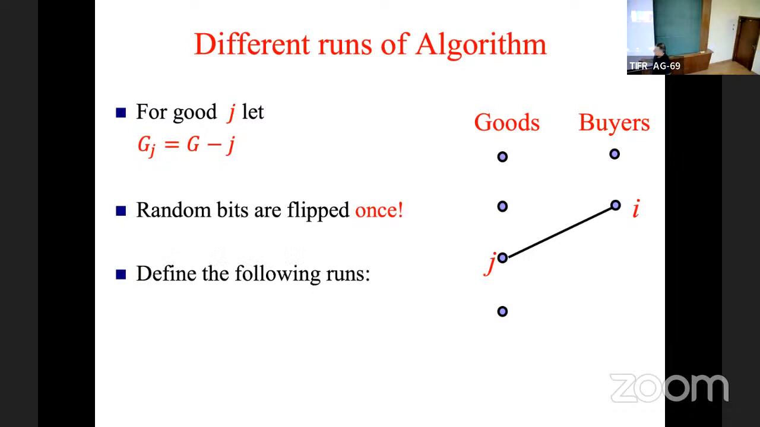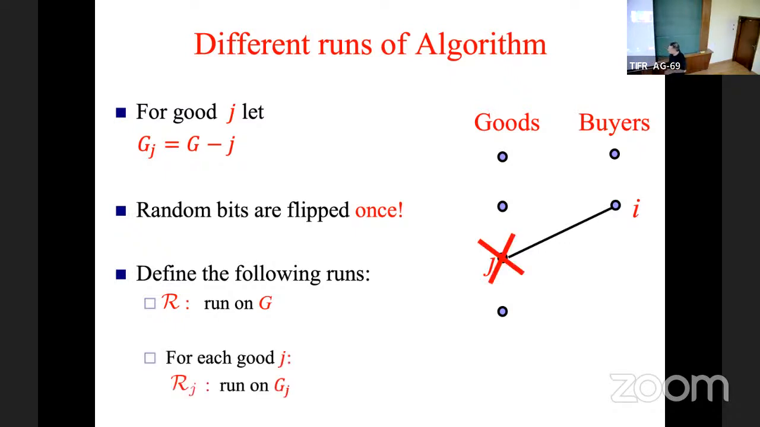Now, of course, in these runs of this algorithm, which I will define in a moment, the random bits are flipped only once, and you know all the pjs. And now you define all these runs. So R is the run on the original graph itself. Then for every good j, Rj is the run on Gj after you have removed j. So you run the whole thing again after removing j.